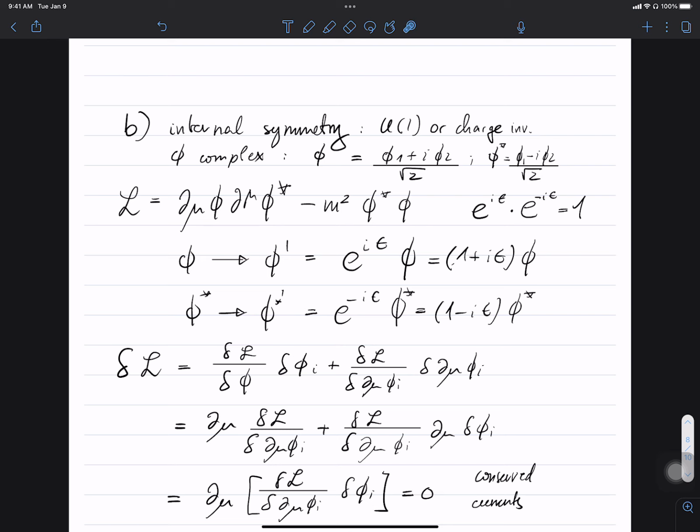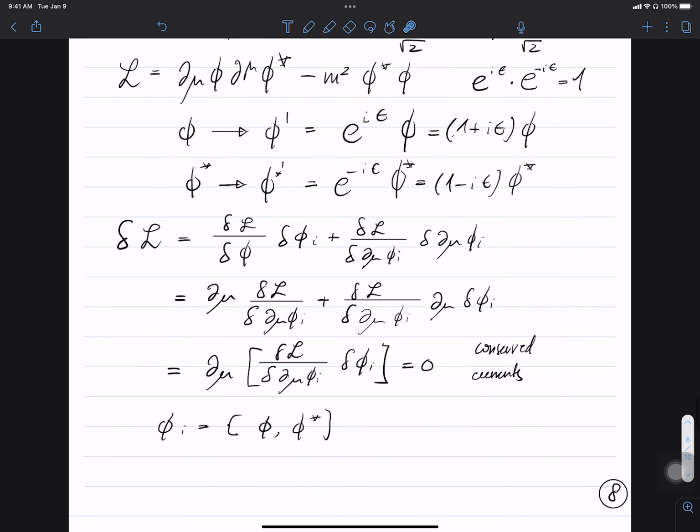So this is the simplest unitary transformation, where this is just a number and not some other structure like a matrix. So we can also expand this e to the I epsilon as 1 plus I epsilon phi. This is the generator of this unitary transformation. And the complex conjugate only has this minus I and hits the phi star field, and then you have 1 minus I epsilon phi star.